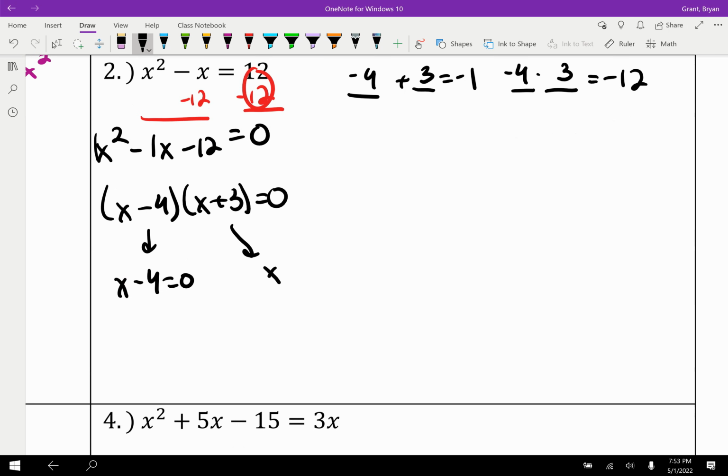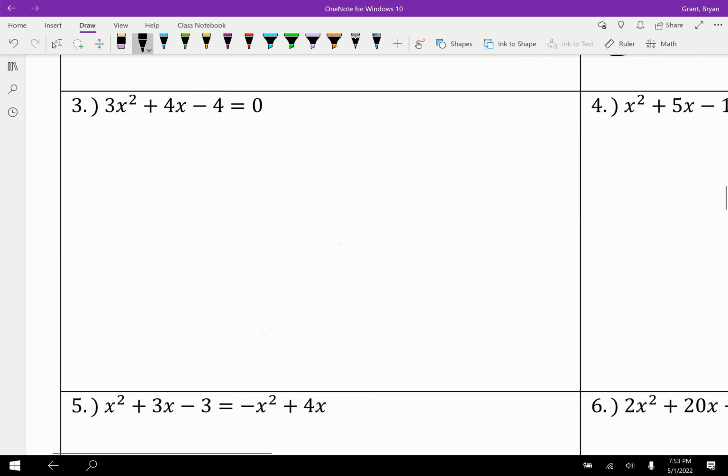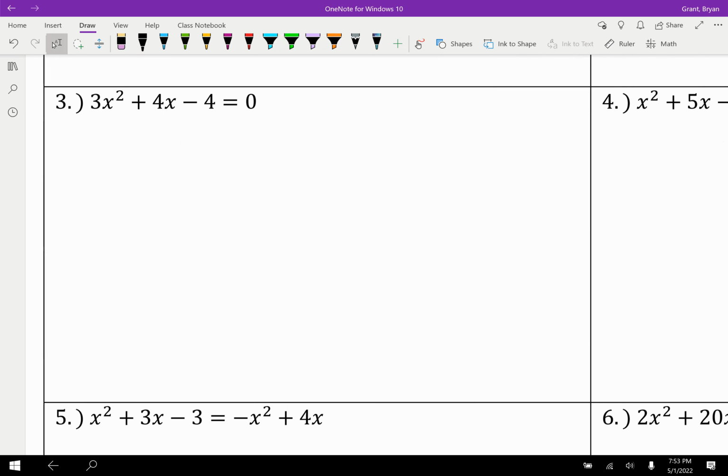And each of these are going to end pretty much the same way. Add your 4, subtract your 3. Nice. Third problem, 3x squared plus 4x minus 4. Now on this one, we unfortunately can't use that same shortcut. You could use the box, but remember you can also do some nice mental factoring here, right?